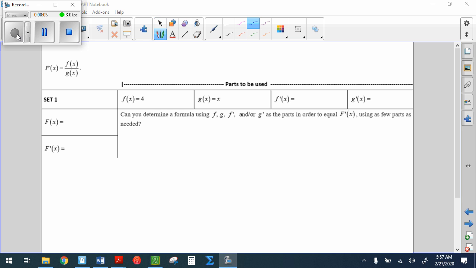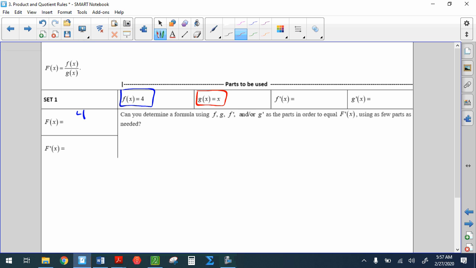Okay, this is an introduction for the activity to find the quotient rule. So this time our big function, capital F of x, is going to equal f of x divided by g of x. So I'm going to set this up the same way. f of x equals 4, g of x equals x.